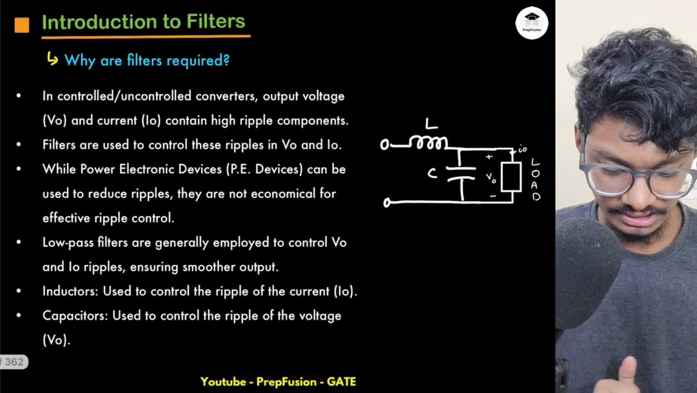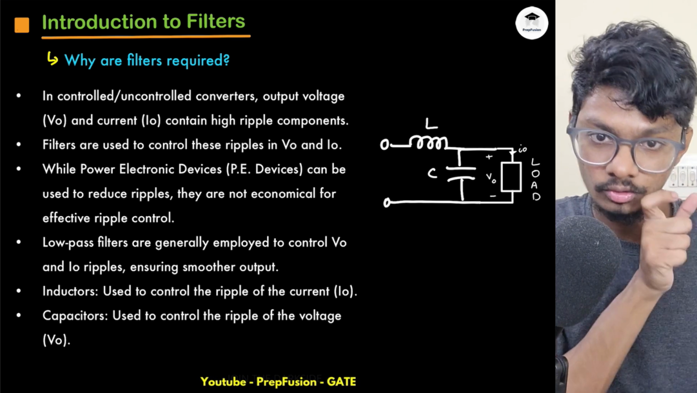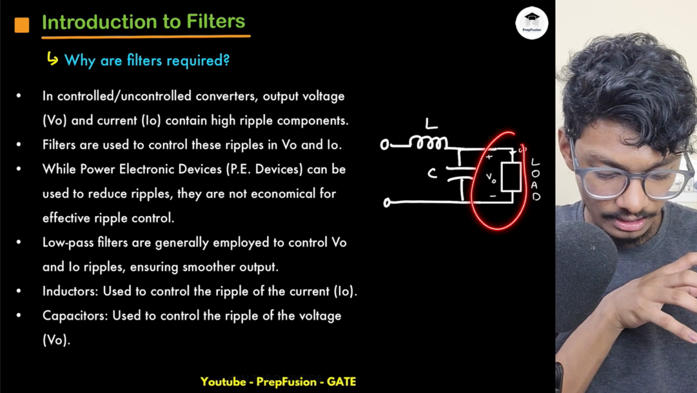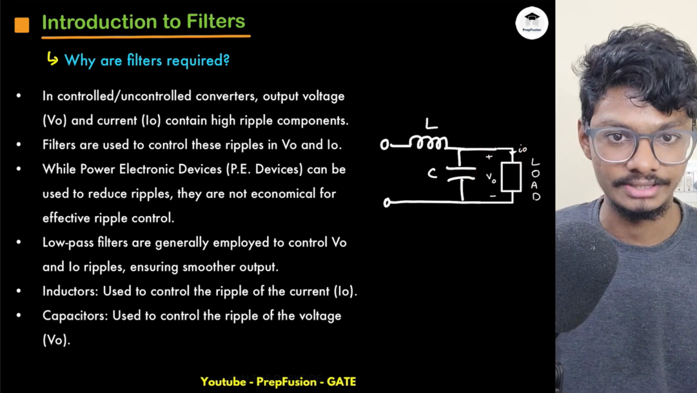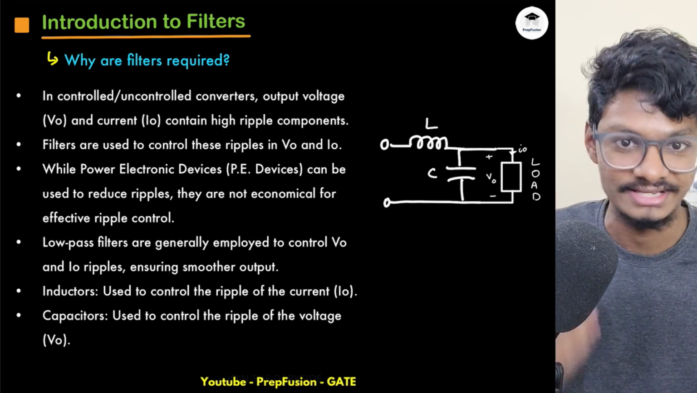So what are filters basically? Filters are required basically to control the ripples. I have told you, right? Whenever there is a rectifier, the output load that we get is not pure DC, there are ripples in it. So to remove those ripples, we need filters. Filters filter out the ripples, as the name suggests.